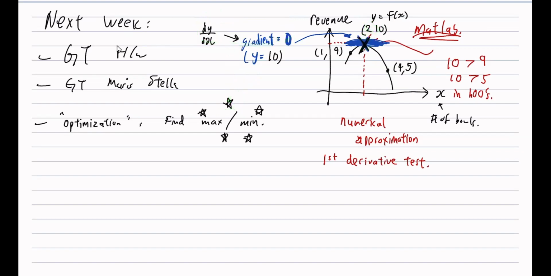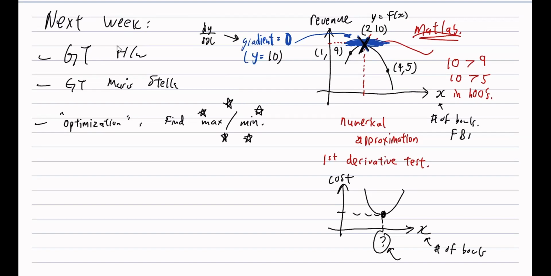I'll show you more examples later, then it'll be clearer. The same story goes for a minimum point. Maybe this could be a cost curve, and x could be the number of bowls of fishball noodles. You want to minimize the cost, so you want to figure out this value.